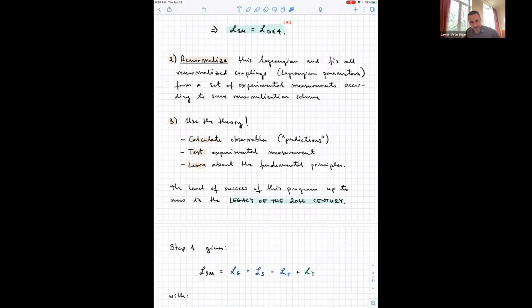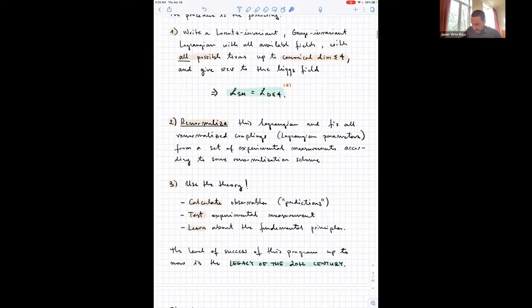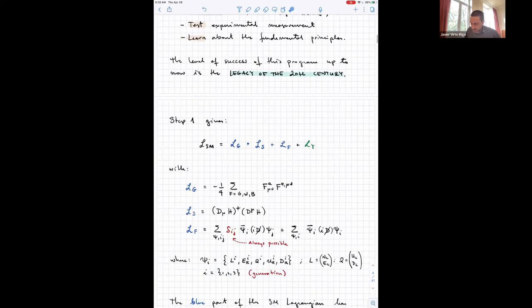I guess you all agree with this statement of the situation. Now, let's go back to step 1, which is the building of the standard model Lagrangian. If you do that, you get something that looks like this. 4 terms, or you can divide the Lagrangian into 4 pieces.